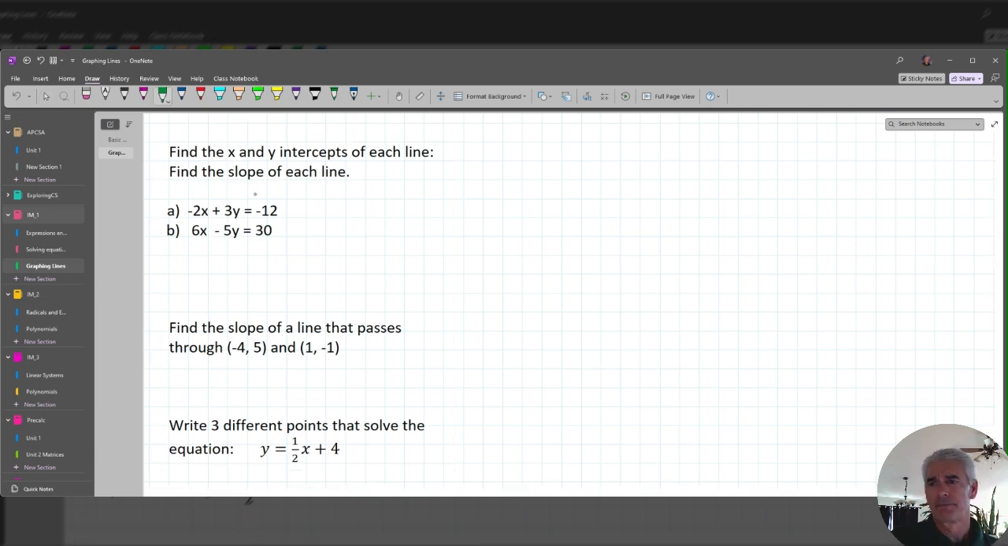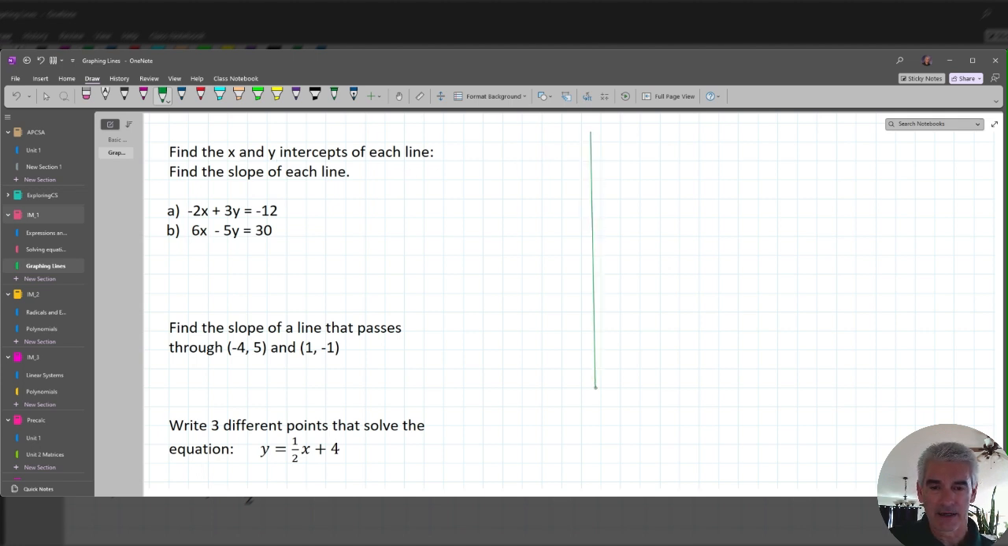Okay, so a really common task is graphing points, finding solutions to equations, things like that, finding x and y intercepts, finding the slope of a line, and that's what I'm going to cover here, hopefully in less than 10 minutes.